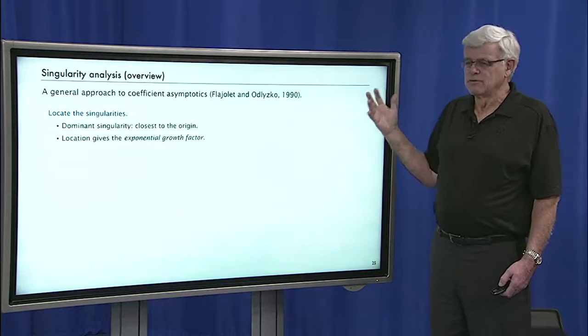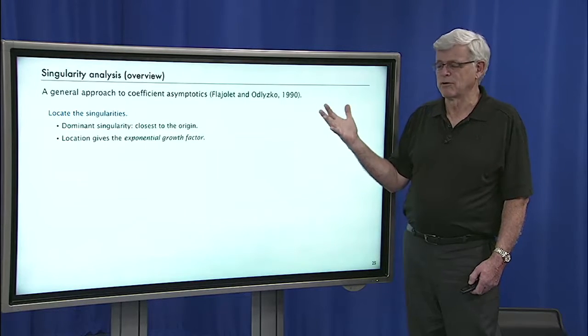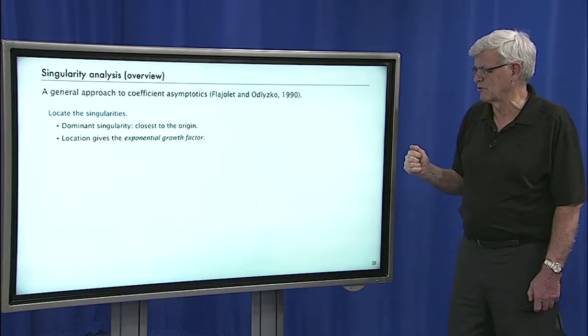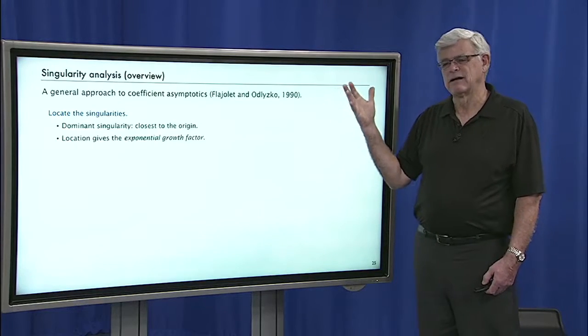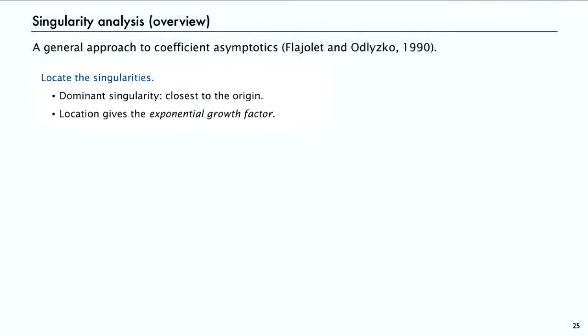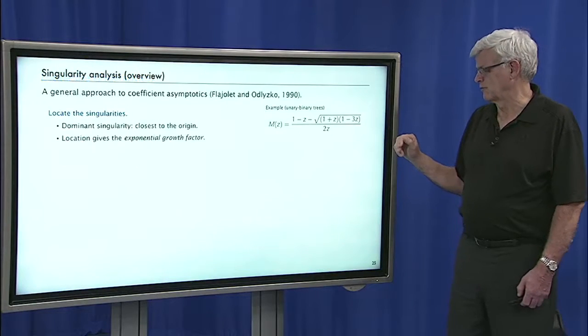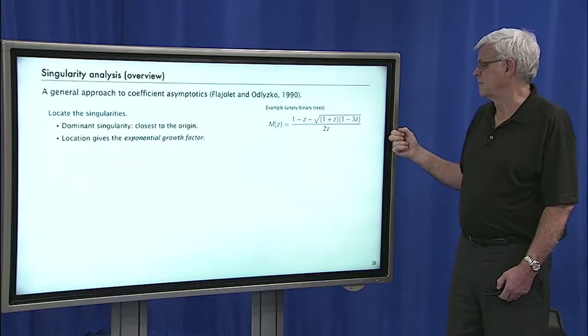Okay, so here's an overview of the general approach to coefficient asymptotics for non-meromorphic functions. Again, we always have to locate the singularities. In particular, we have to find the one closest to the origin, and that's what's going to give the exponential growth factor. That's no different even when there are essential singularities; there's one of them that's closest to the origin. As a running example, we'll use unary-binary trees, that is, trees where all nodes have degree 0, 1, or 2. We developed this generating function for it using the symbolic method.